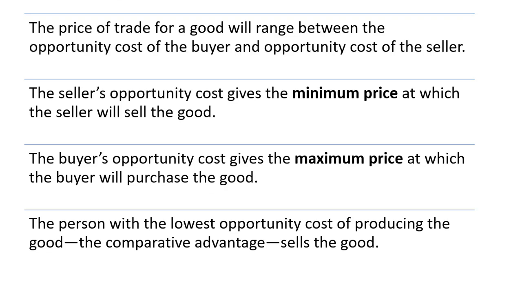The price of trade for a good will range between the opportunity cost of the buyer and the opportunity cost of the seller. The seller's opportunity cost gives the minimum price at which the seller will sell the good, so the seller at least wants to cover his opportunity cost of production, whereas the buyer's opportunity cost gives the maximum price at which the buyer will purchase the good. The person with the lowest opportunity cost of producing the good, that is, who has a comparative advantage, will sell the good.